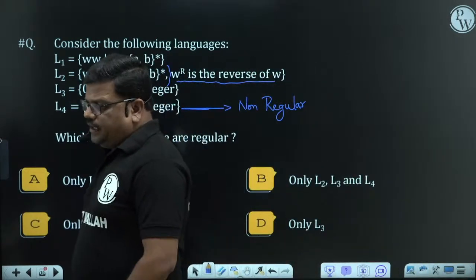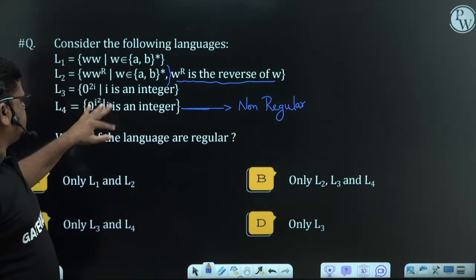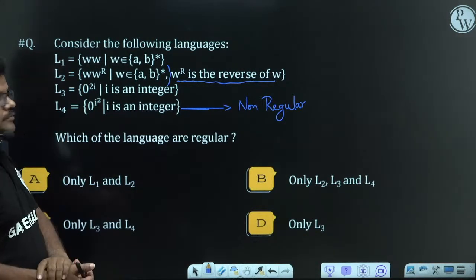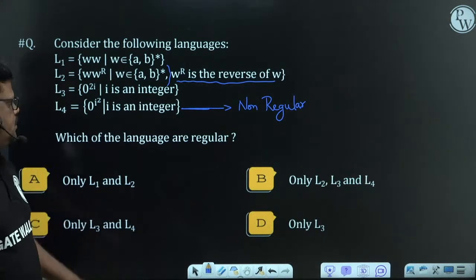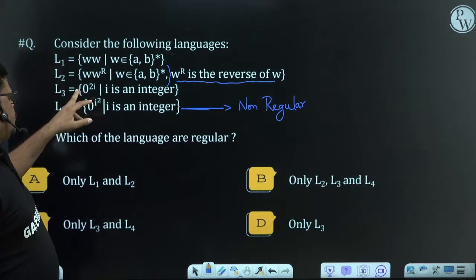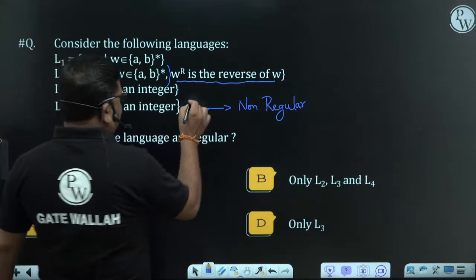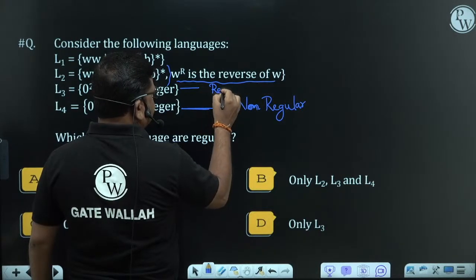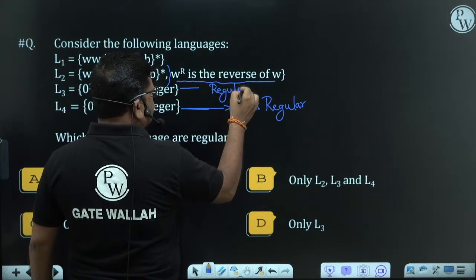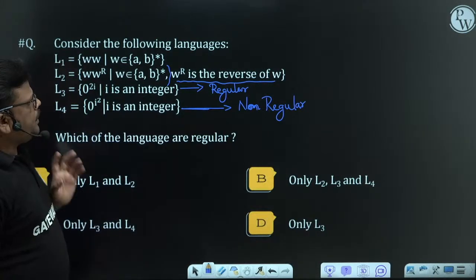What about L3? What about language L3, 0 power 2i? 2 is the common difference in every string. We can generate 2 zeros, 4 zeros, 6 zeros, 8 zeros and so on. So clearly the common difference is there. This is regular.